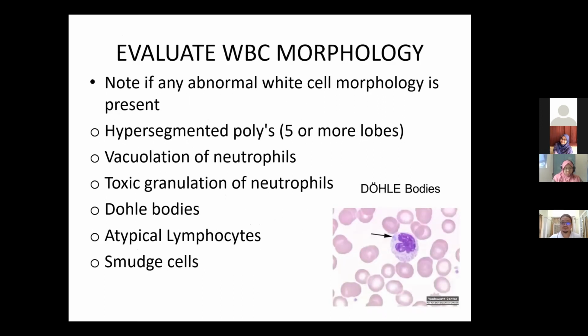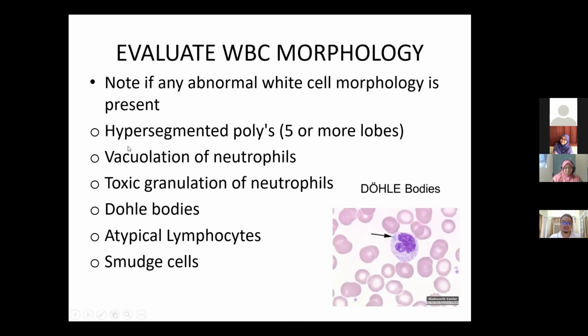Now, what do we want to see, or what do we evaluate when we say we want to evaluate the WBC morphology? First and foremost, you need to know what is normal first. You need to understand that for the WBC there are 5 major groups. And what are their individual presentations like?